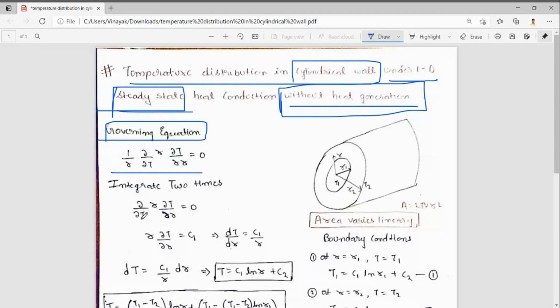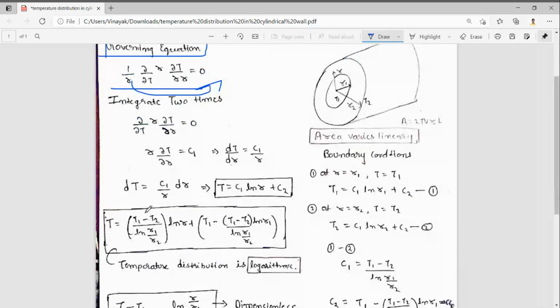So integrate the first time: ∂/∂r (r ∂T/∂r) = 0. Here we multiply both sides by r, so r into 0 is 0, and the r terms cancel. Now integrating, r ∂T/∂r = C1. So dT/dr = C1/r. Next, dT = C1 dr/r. By integrating this, we will get T = C1 ln r + C2.